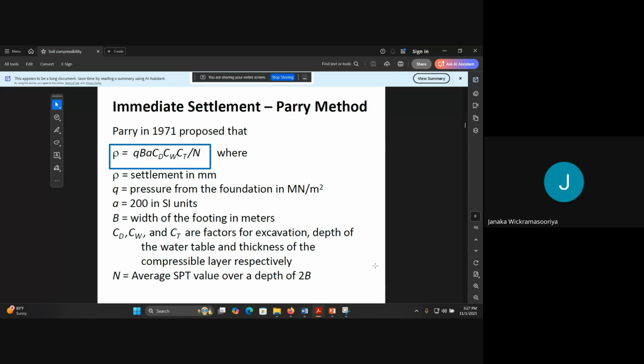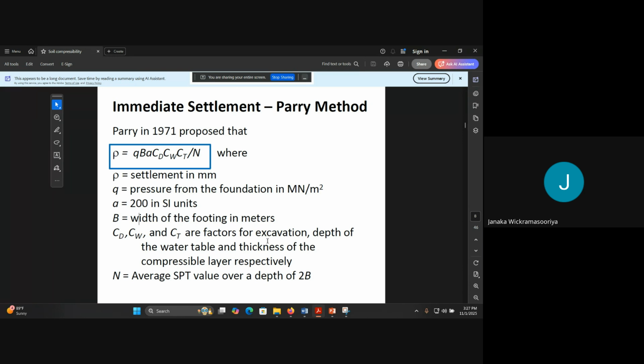Right. Then the next method is the Parry method. In 1971, Parry proposed this equation, where rho is the settlement in millimeters and q is the pressure from the foundation in meganewtons per meter squared, and B is the width of the footing. A is 200 in SI units. This A should be 200 for the SI units.